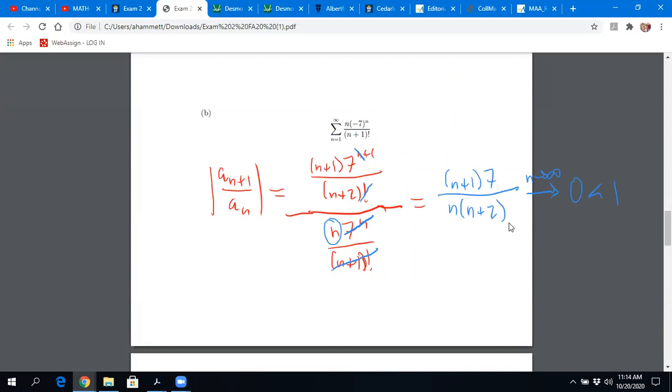So what's going on with this? Converges how? Absolutely by the ratio test. Okay? Questions on that?